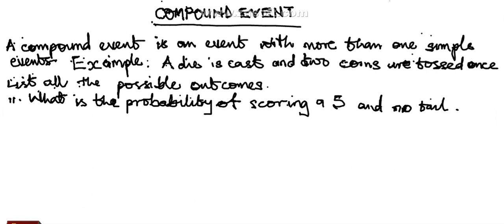But let us see compound events. A compound event is an event with more than one simple event. Example, a die is cast and 2 coins are tossed once. So it means that the die is cast once and the 2 coins are also tossed once. Good. So (i) list all the possible outcomes. (ii) What is the probability of scoring a 5 and no tail? Solution.